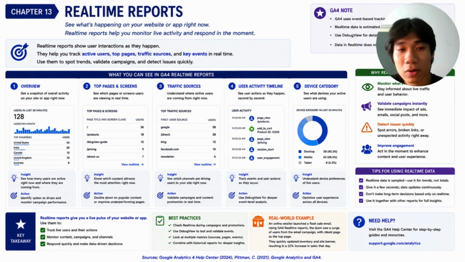Real-time reports are very useful for testing. What I mean is that after installing a tracking tag or creating a new event, we can visit the website ourselves and check whether our activity appears in the real-time report. If it does, we know that the tracking has been set up correctly. So overall, real-time reports help businesses monitor live user activity, verify tracking, and quickly identify issues or opportunities as they happen.